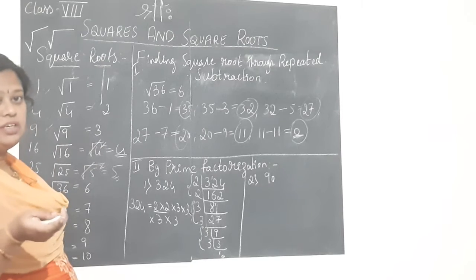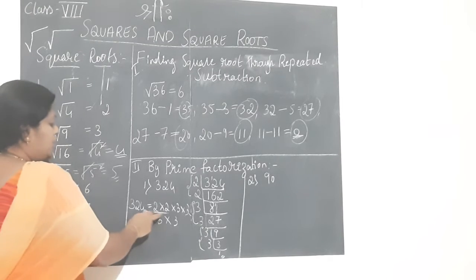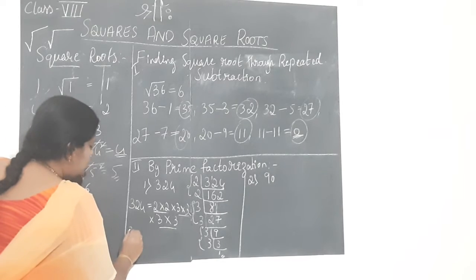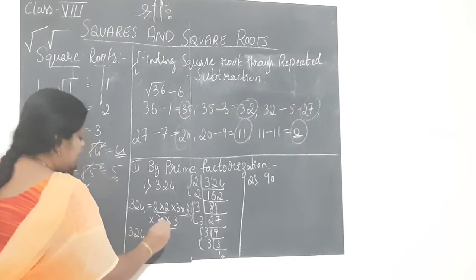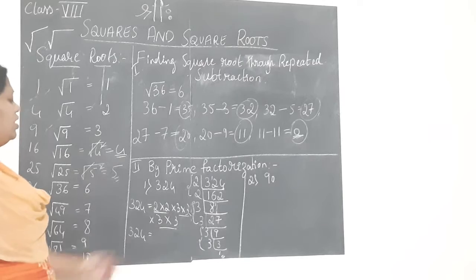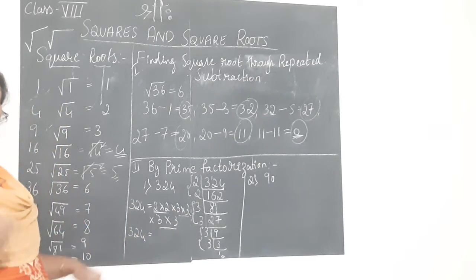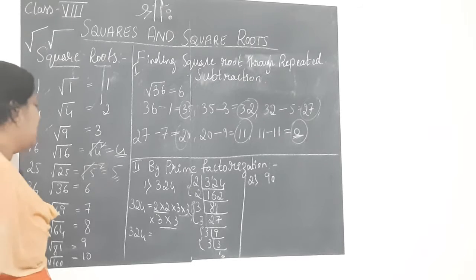It is not like 2 and 3 you can underline. You know all this. 2, I will group, 3 I will group. So 324 will be equal to, next children, whatever number you have grouped, 2 into 2, 3 into 3, that are like 2 square, 3 square, 3 square, like that.